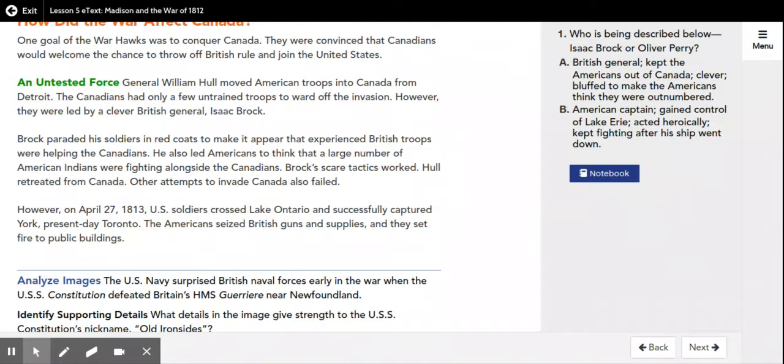However, on April 27, 1813, U.S. soldiers crossed Lake Ontario and successfully captured York, present-day Toronto. The Americans seized British guns and supplies, and they set fire to public buildings.